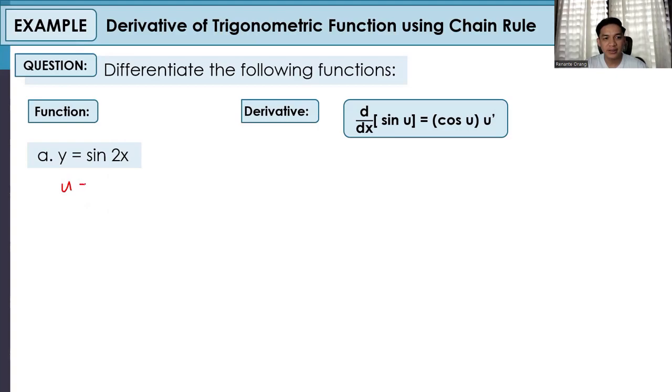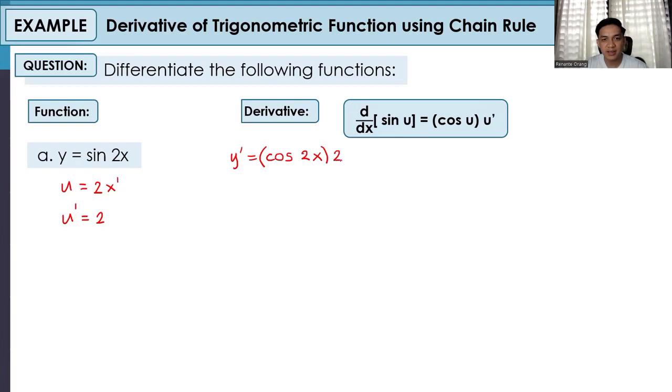So, yung u po natin dito is equivalent to 2x. Next thing, we will derive our u, that is our u prime, is equivalent to 2. Because if we are deriving x raised to 1, that is equivalent to 1. So, meron na tayong u, meron na din tayong u prime. So, proceed po tayo in differentiating our y, that is y prime equals, ang sine po natin is magiging cosine. So, that is cosine of, ang u po natin is i-substitute lang, that is 2x, multiplied by our u prime, which is 2.